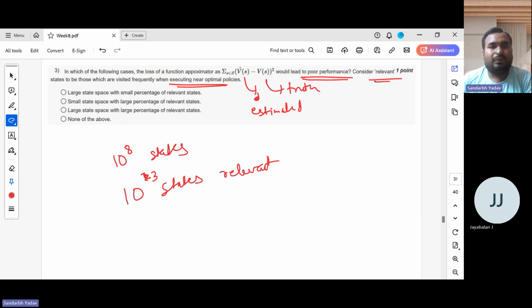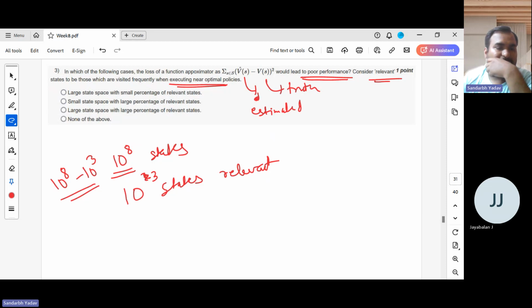Okay, so what will happen? This loss will be giving priority to these, which will have a much larger weight and contribution to the loss function, because it's simply sigma over all the states. It's not considering any weight factor, right? Remember, we saw one example in which we had the steady state distributions as the weights, but here it's not considering that. So this loss function is essentially giving uniform weightage to all the states.